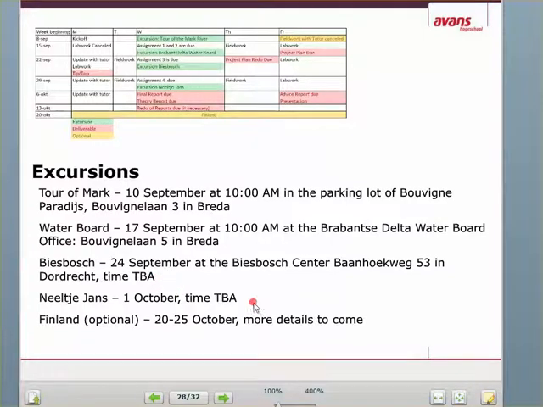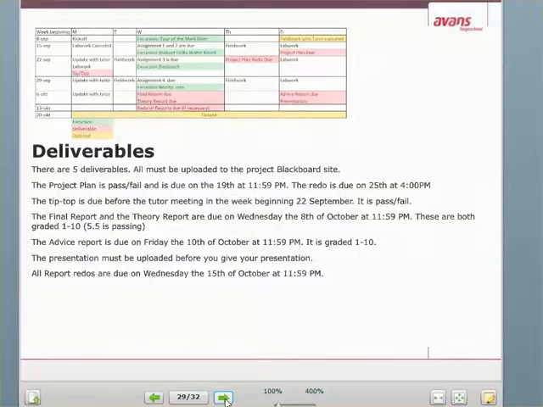The Neeltje Jans trip is on the 1st of October. I will be renting vans, and we'll be visiting the Delta Works. I need to get a sense of how many students are really interested in going, and then we can start organizing that. Again, this one is very much optional. I do realize it's expensive. It's fun, but not everybody has the time or money to do that. We all have lives and jobs, etc.